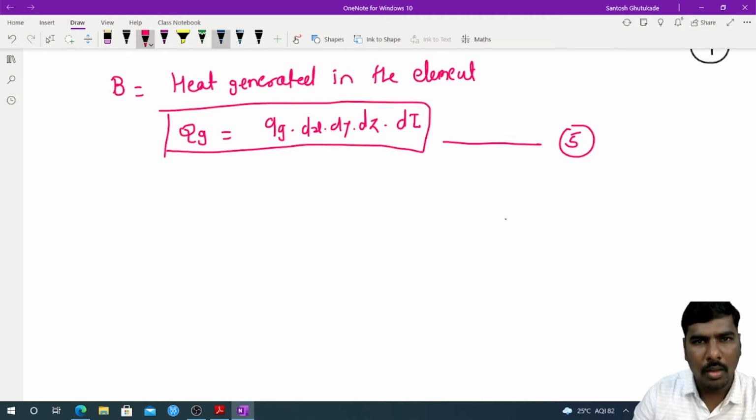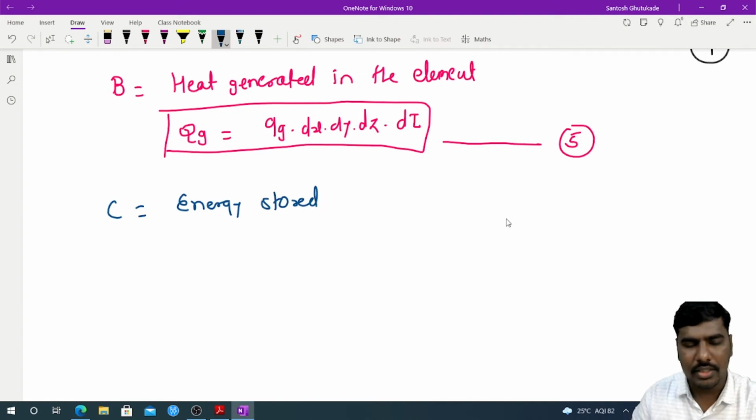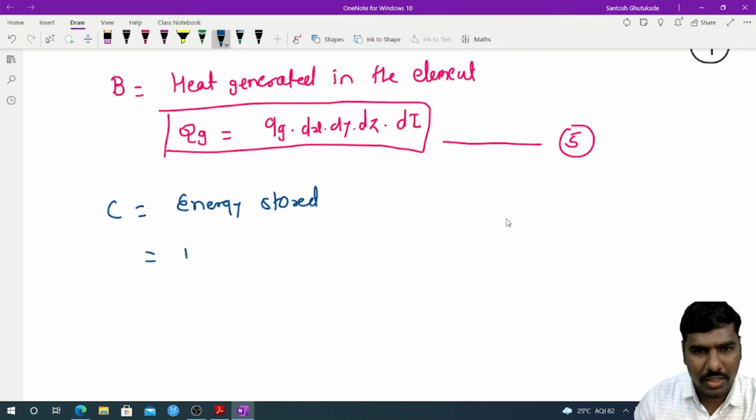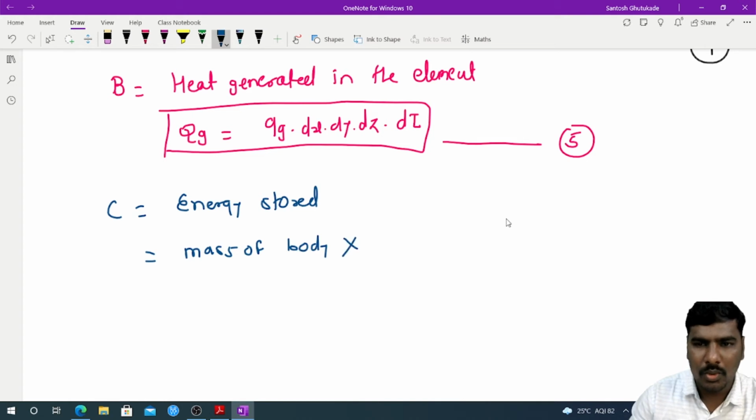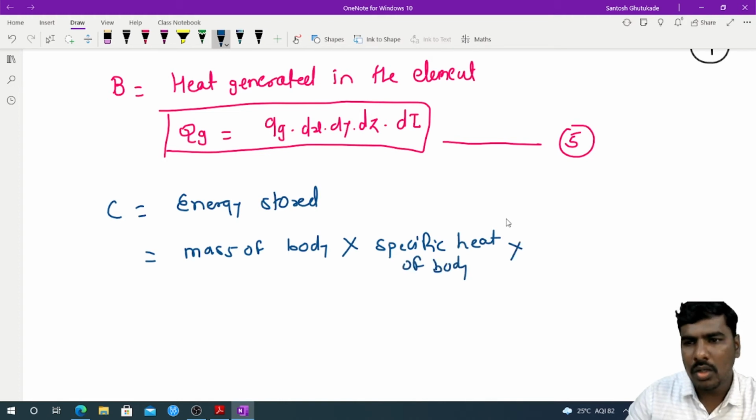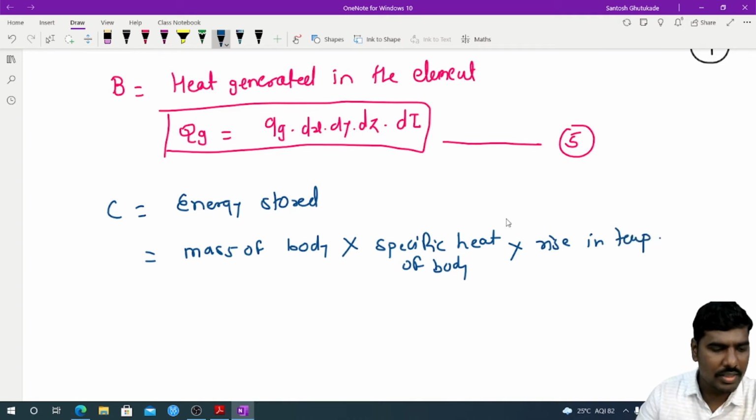Then we will go for part number C. So what is part C? It is the energy stored, or total energy stored, or change in internal energy. So you can calculate part number C from the equation. Energy stored is nothing but the mass of a body into specific heat of a body into rise in temperature in a given time interval. So we can write down that equation.